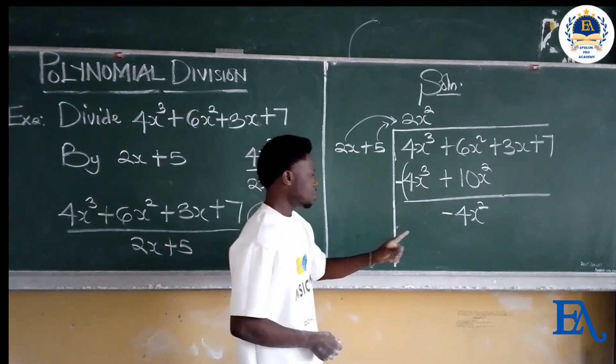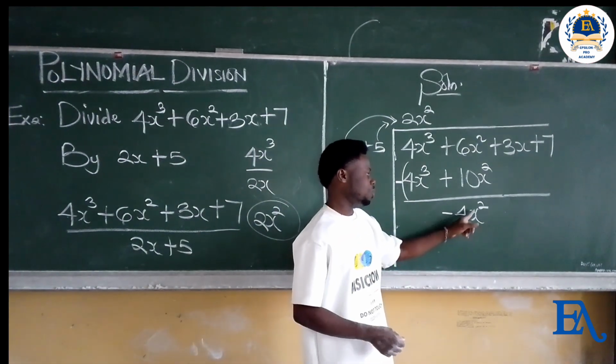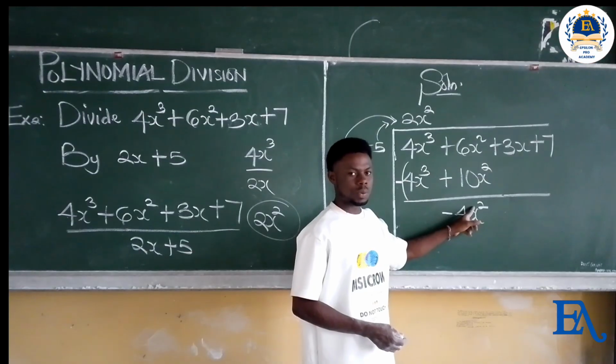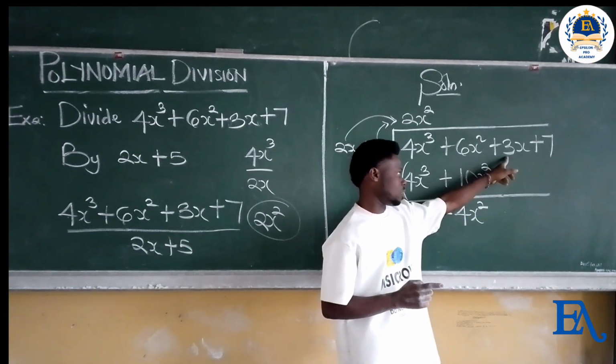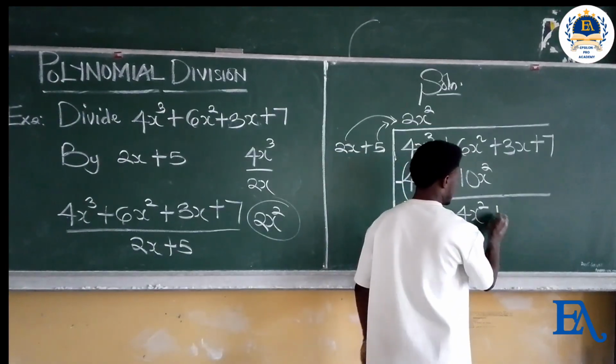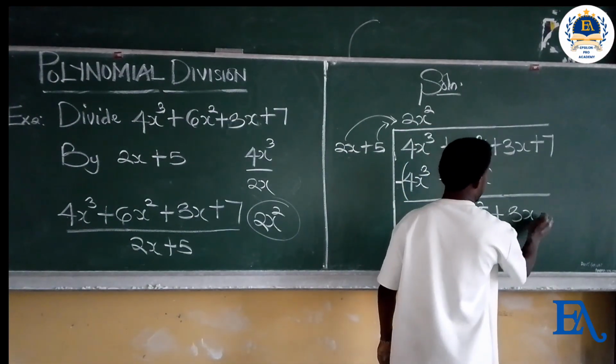After subtracting this from this, what we are required to do is to add the next term of the dividend. Since this is x raised to the power of 2, the next term that must be added will be x raised to the power of 1. So which is this? Plus 3x.